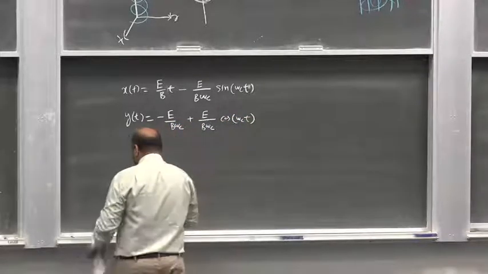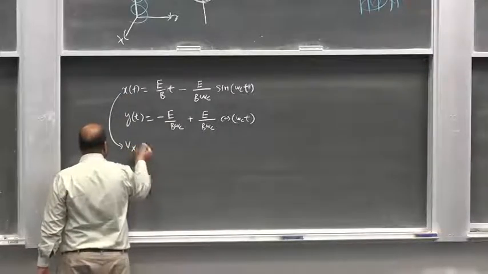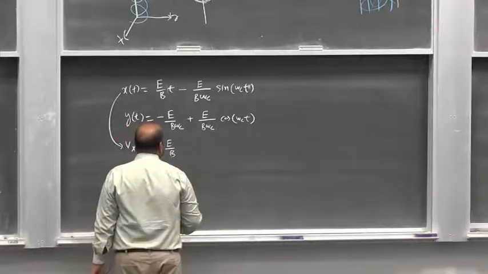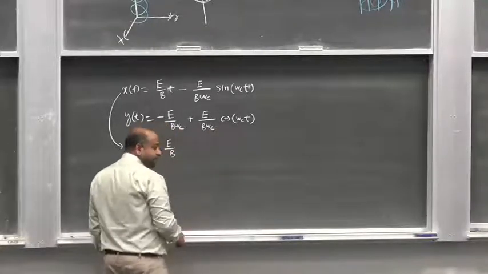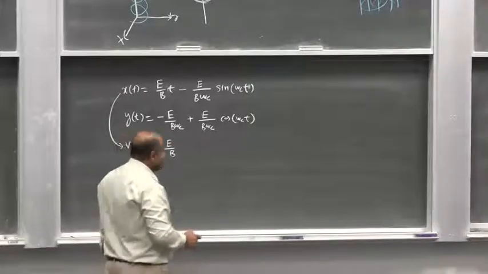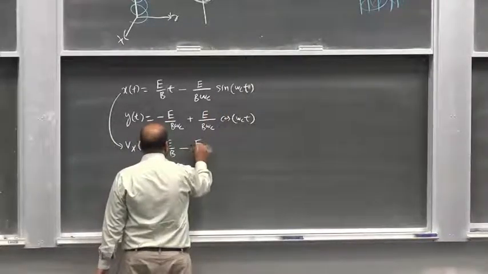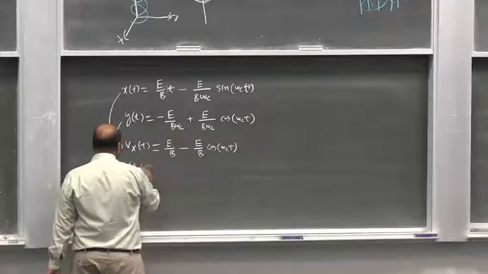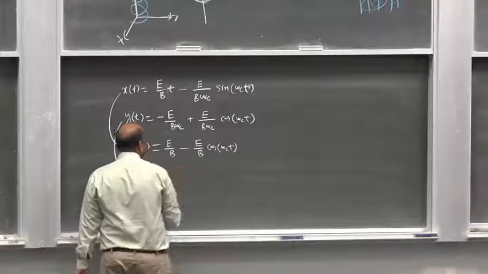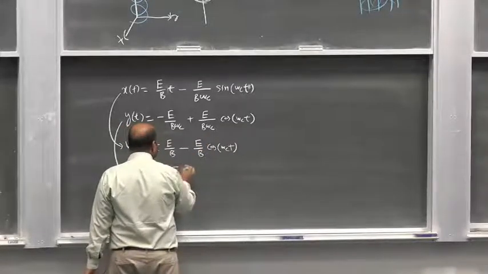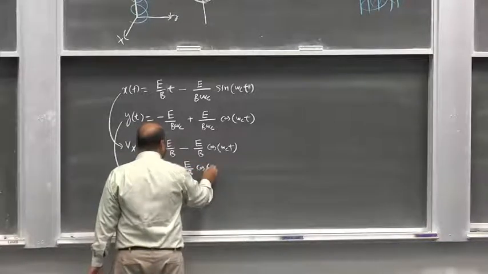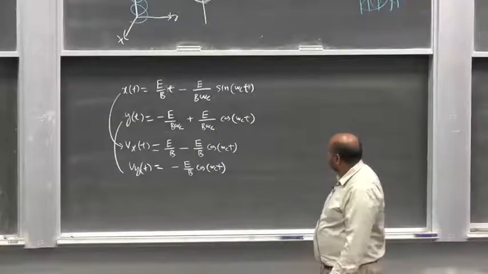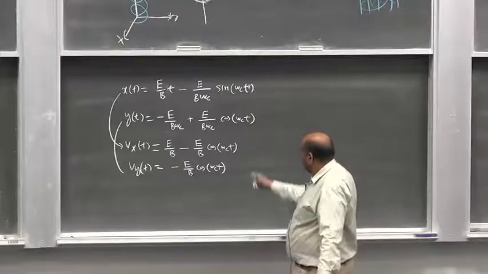this is यहाँ से vx भी लिख सकते हैं. vx, let's write it because it will be instructive. इसका derivative ले तो आ जाता है E over B. इसका derivative लें तो ये आ जाएगा zero. So this is the solution.